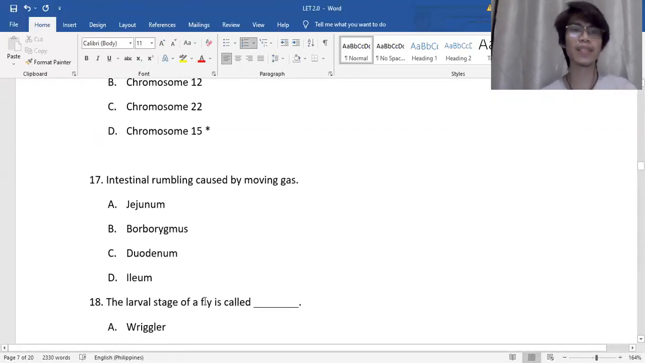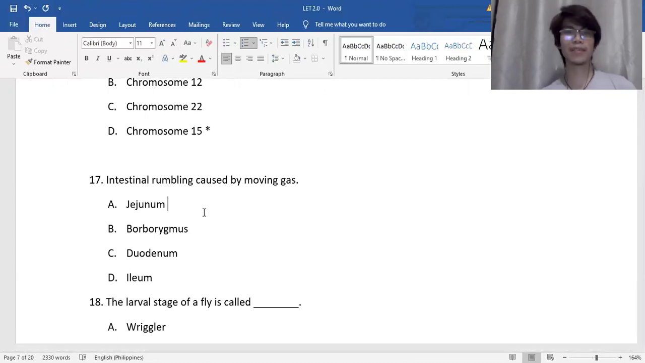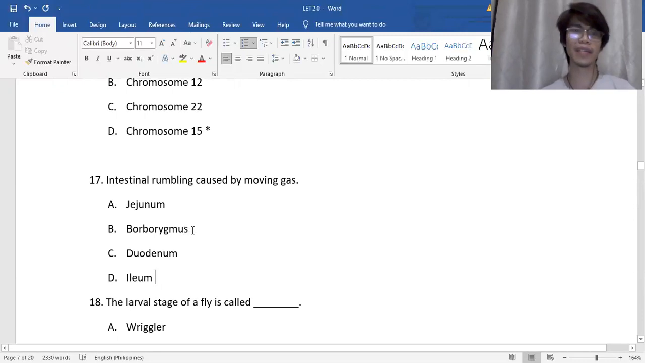Number 17. Intestinal rumbling caused by moving gas. This happens when you're hungry. Jejunum, borborygmus, duodenum, ileum. The correct answer here is borborygmus. Jejunum, duodenum, and ileum are all parts of the small intestine. Duodenum first, jejunum is the second part, and the last part of the small intestine we have the ileum.